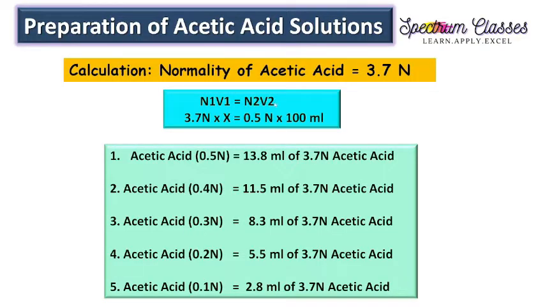So here is the formula, the normality equation. 3.7 normal stock solution, normality of acetic acid, X ml of this taken to prepare 0.5 normal of acetic acid in 100 ml. So how much volume do I need to take? So for this 0.5 normal, I need to take 13.8 ml of this stock solution in 100 ml. Similarly, for 0.4 normal, I need to take 11.5 ml of this stock solution in 100 ml, right? And similarly, we have prepared all the other acetic acid concentrations.